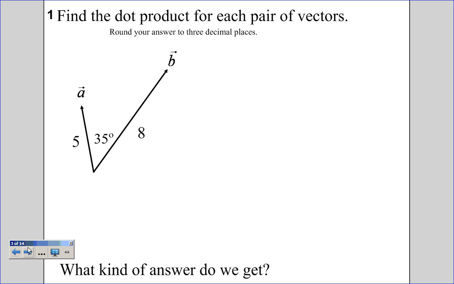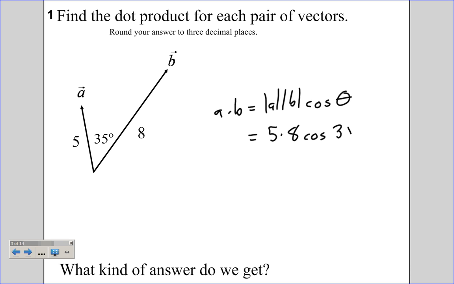Now first, let's do basic things like find the dot product. So A dot B is going to be the magnitude of A times the magnitude of B times the cosine of that angle in between. Magnitude of A is 5. The magnitude of B is 8, and the angle in between is 35. So you go to your calculator, type in 5 times 8 times cosine of 35, and your answer should be 32.766.